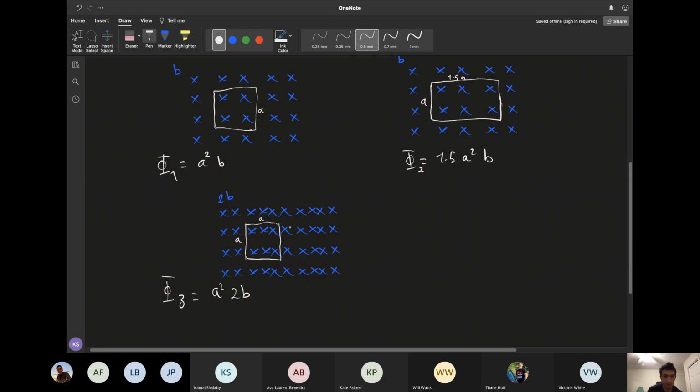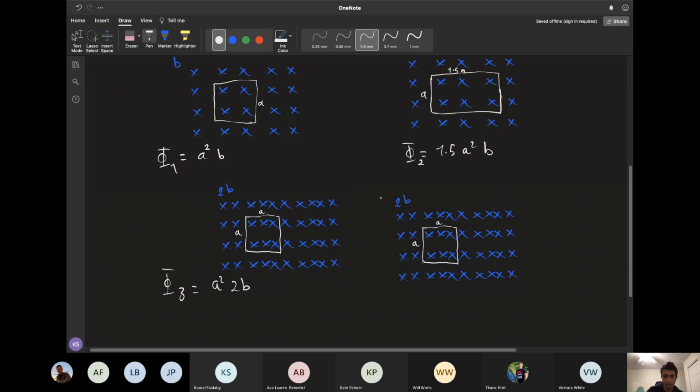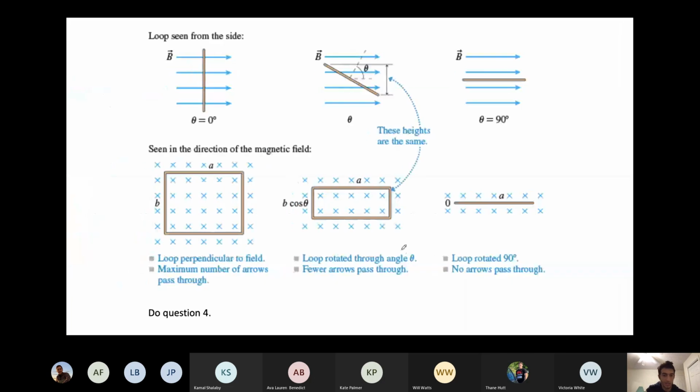But if you double the side, so now if we have 2A, 2A, then your flux number 4 will equal 2A squared, wait, 2B, that will equal 8 A squared B. This should be squared. But yeah, so I said do question 4.